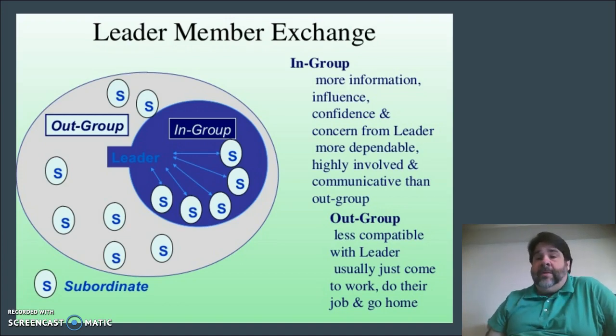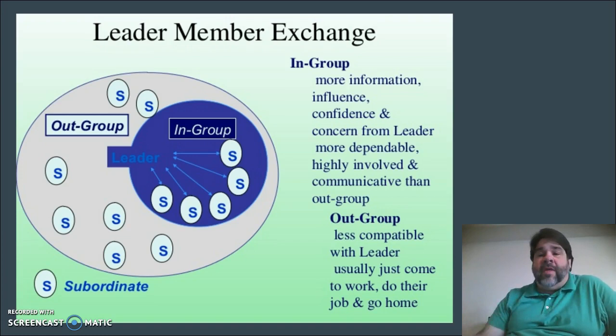In the in-group, those are the people that have gained the followers' trust, for lack of a better term, and therefore they take in that information, and they're given more information. They're typically given more opportunities. They're given the chance to do things outside the box, things that aren't necessarily part of the job, and there's usually a stronger communication between the two.